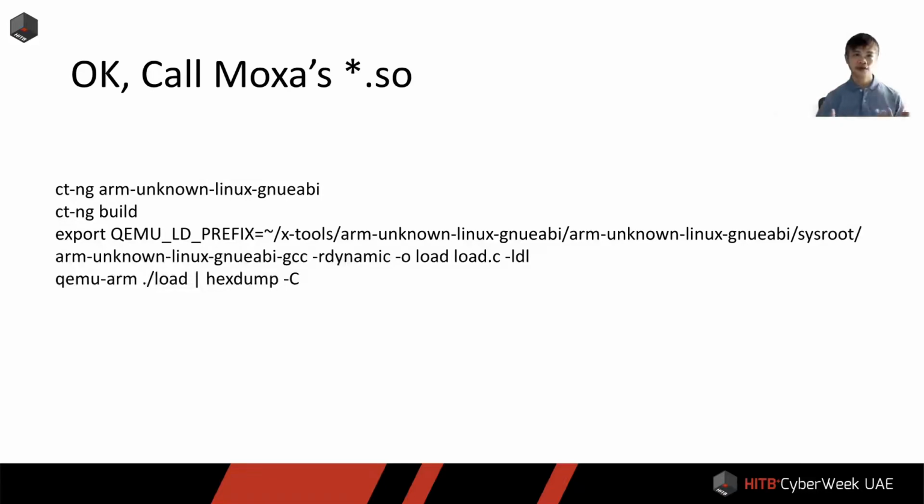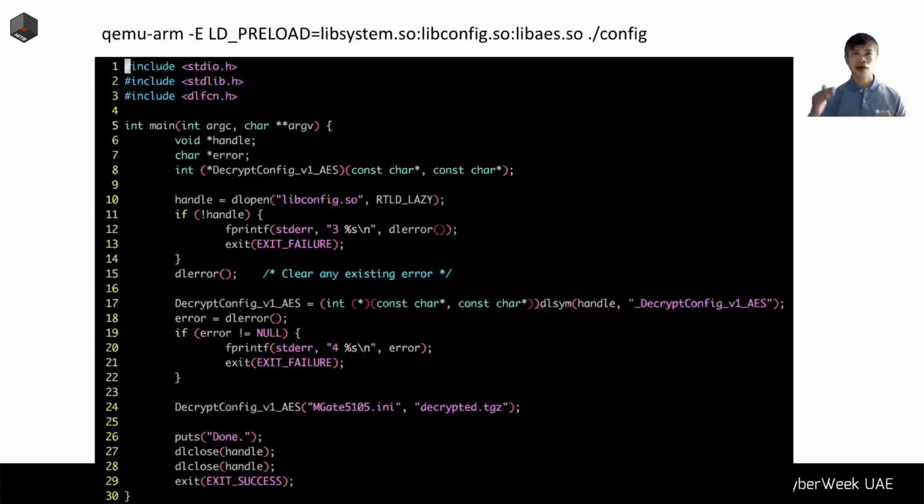So this is the actual program. It uses dlopen to load libconfig.so from Moxa's firmware, and it's finding the decrypt_config_v1_aes from the symbol table, loading the address into a function pointer, and we're calling this function pointer with the MGate5105.ini that we have just dumped from the PCAP file, and it will be decrypted and saved to decrypted.tgz.